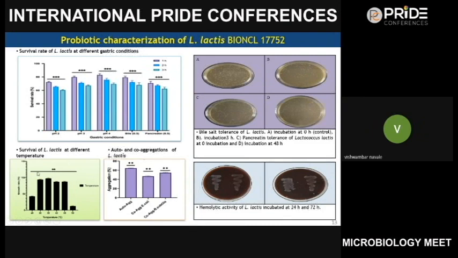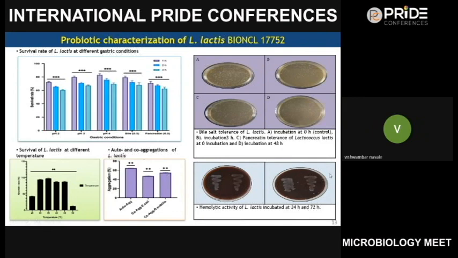After that, we tried different temperatures. This strain can grow from 30 to 45 degrees Celsius, and the optimum temperature is 35 degrees Celsius. We also checked their autoaggregation and coaggregation properties. It shows more than 60% autoaggregation, and coaggregation with E. coli of more than 45% and with Bacillus of more than 55%.